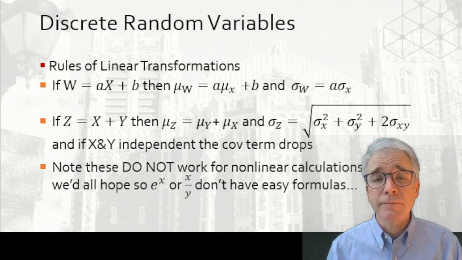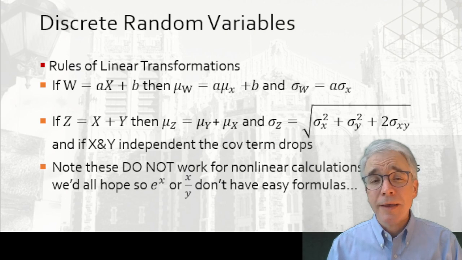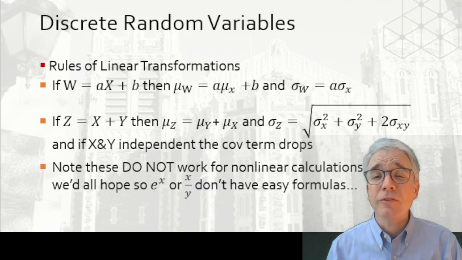and the standard deviation of W is going to be a times the standard deviation of X. If I have two random variables, X and Y, not necessarily independent, and the two variables are added to create Z as the sum, then the mean of Z is going to be the mean of X plus the mean of Y. And the standard deviation of Z is going to be the complicated formula, the square root of the variance of X plus the variance of Y plus twice the covariance of X and Y. If X and Y are independent, then the covariance term is 0, so that just drops out.